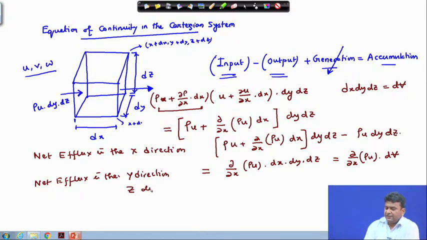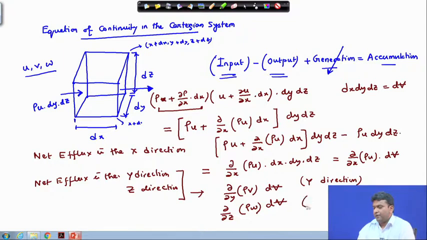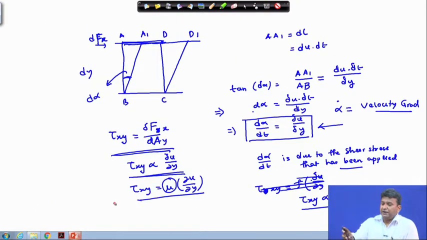as well as in the z direction, and you can find out that the terms are going to be del y of rho v dv and del z of rho w dv respectively. This is for the y direction and this is for the z direction. So, if you now look into the balance equation, we have actually calculated the left hand side term, right. We have the total input minus total output, which is the efflux terms.